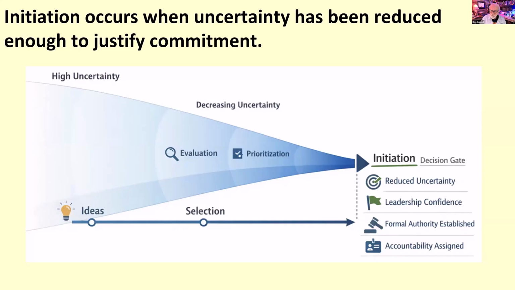So early concepts are usually uncertain about pretty much everything: scope, cost, risk, benefits. And it's through the selection that we progressively reduce that uncertainty. And so initiation should occur at a point where we're confident enough to formally commit our resources and authority, even though we still have some uncertainty. We're never going to remove the uncertainty completely until we essentially close out the project.